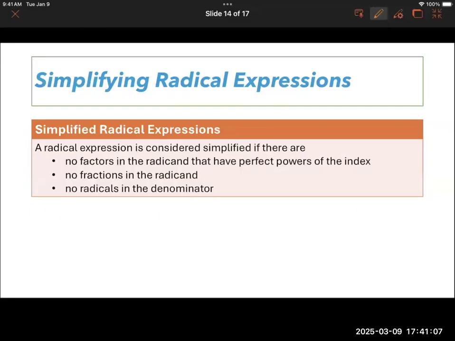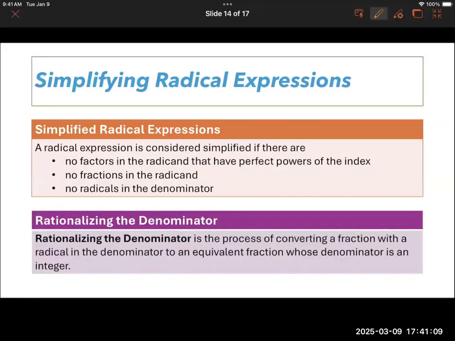If you end up with something where there is a radical in the denominator, then we need to do something called rationalizing the denominator, which is a process of converting a fraction with a radical in the denominator to an equivalent fraction whose denominator is an integer.